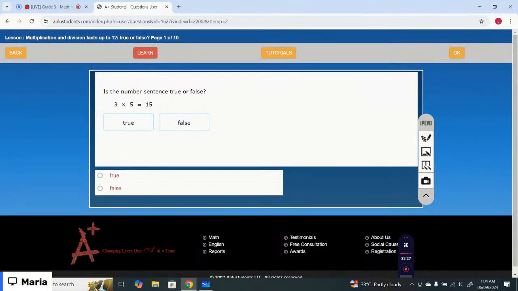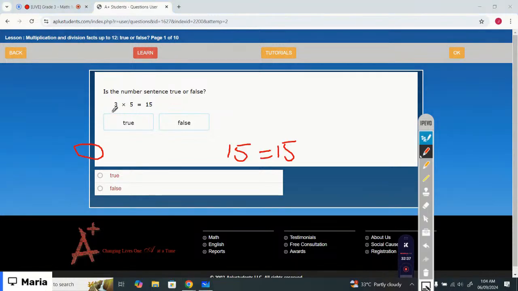Okay, the first one: is the number sentence true or false? 3 times 5 equals 15. So is it true or false? So solve this side. You have 3 times 5, right? 3 times 5 is 15. And 15 is equal to 15, right? Both sides are exactly equal. So that is true, right? 3 times 5 equals 15. Yes, it is. So the correct option is true.